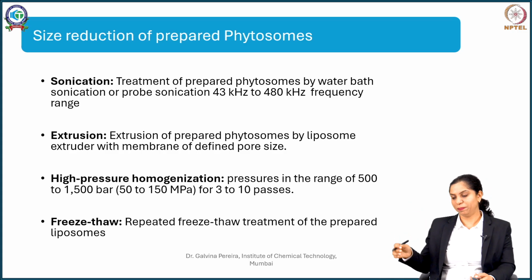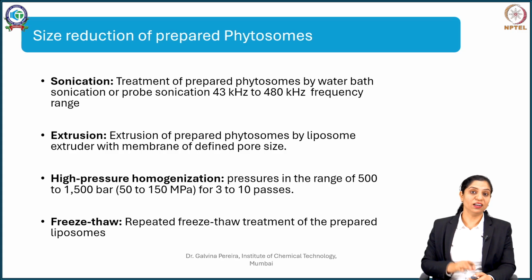When high pressure is applied, it is then extruded through a pore. Now this pore size is defined by your membrane filters. So you have membrane filters of different particle size. In some cases it might be as fine as 0.2 micron or so on. So depending upon the particle size of the membrane, you might get uniform unilamellar vesicles of that size.